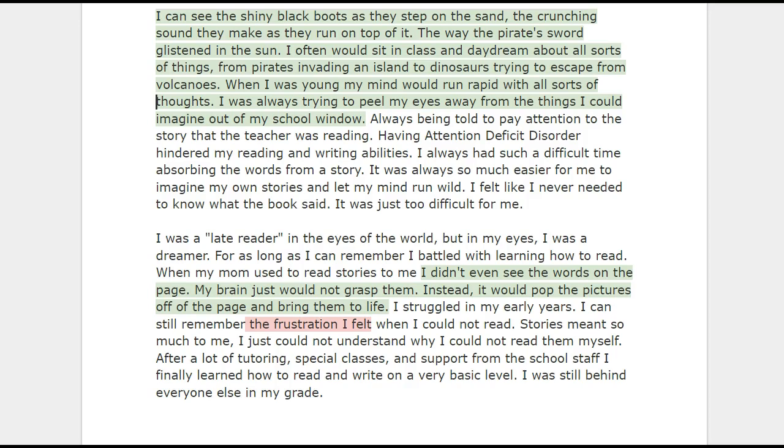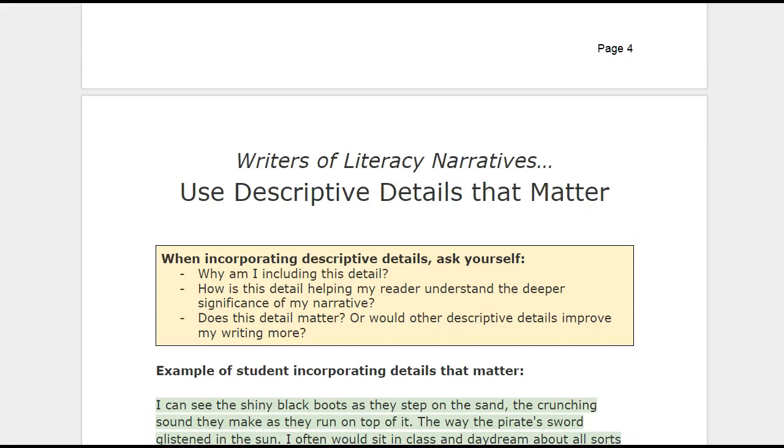As you look at writing your literacy narrative, think about how you are including descriptive details that matter. Use this video and these guiding questions to help you as you do this work.